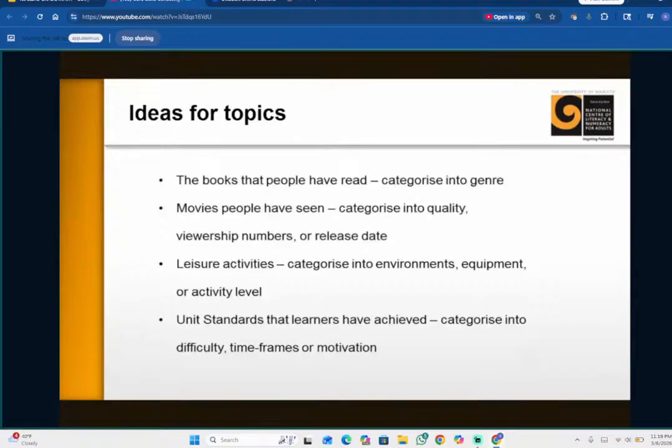If you really want to step it up, then you could have a look at unit standards that learners have achieved. What unit standards have people got here? And you could categorize these into perhaps difficulty, timeframes, or motivation, and so on. This activity has a lot of scope to be expanded, and we're going to continue that in part 2.